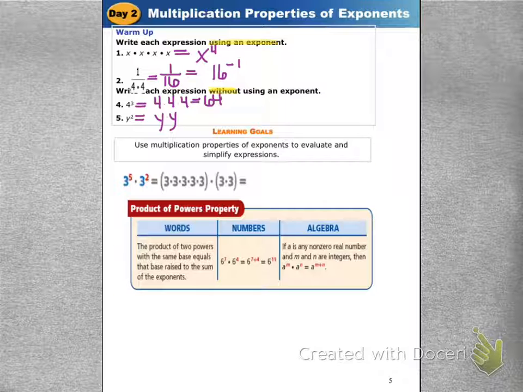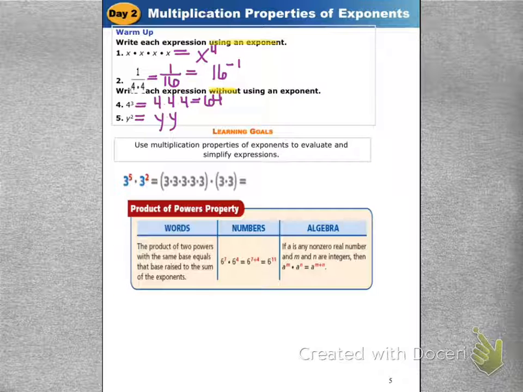So the first one is written without an exponent, just as repeated multiplication. Since there are 4 x's being multiplied, that's equivalent to x to the 4th power. In number 2, the first thing we wanted to do is multiply the 4 times the 4 on the denominator to get 1/16. And a way that we can write that with an exponent, remember, is by using a negative exponent. That would be the same as saying 16 to the negative 1.